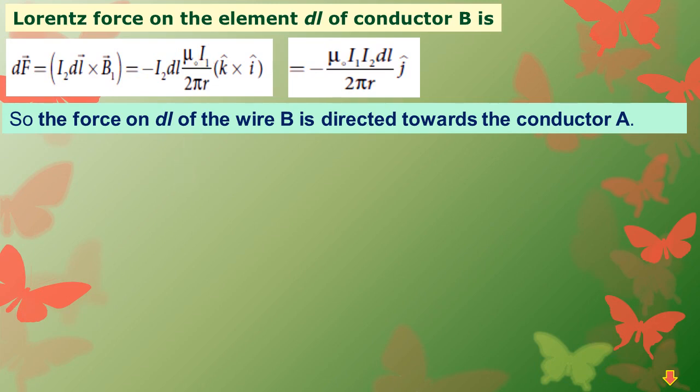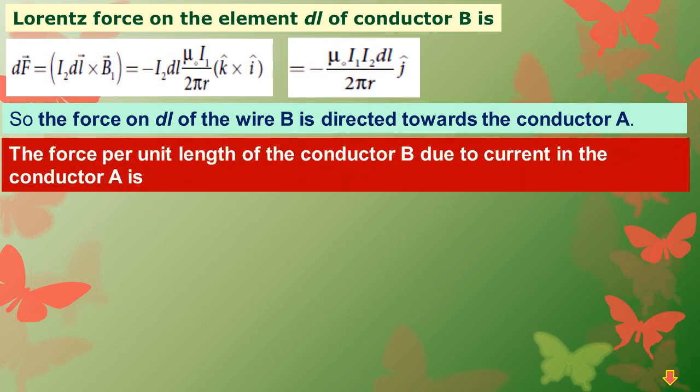So the force on the element dl of the wire B is directed towards the conductor A. The element of length dl in B is attracted towards the conductor A.